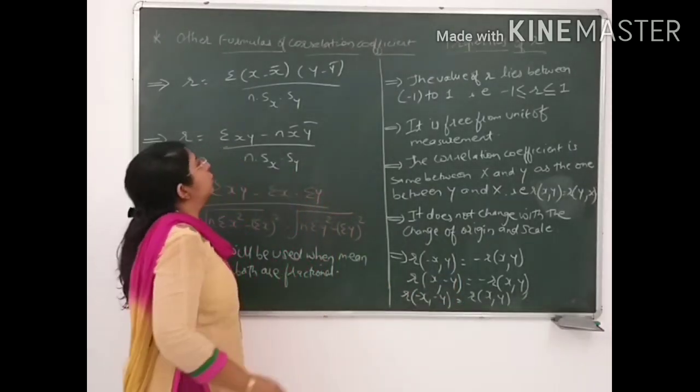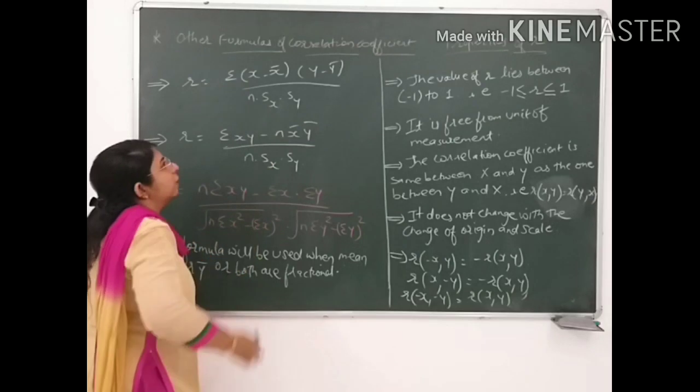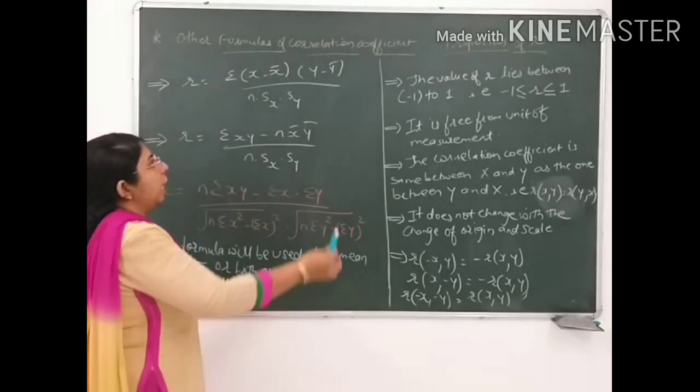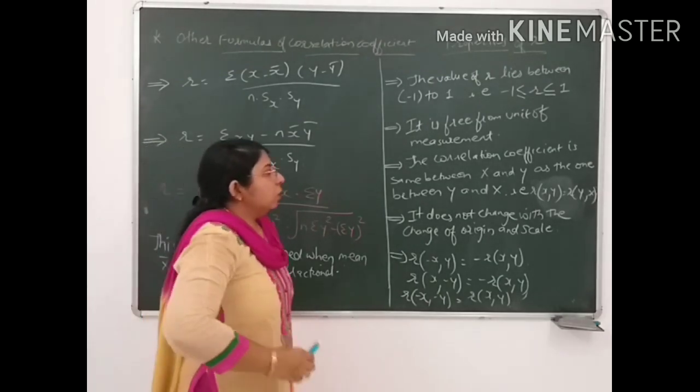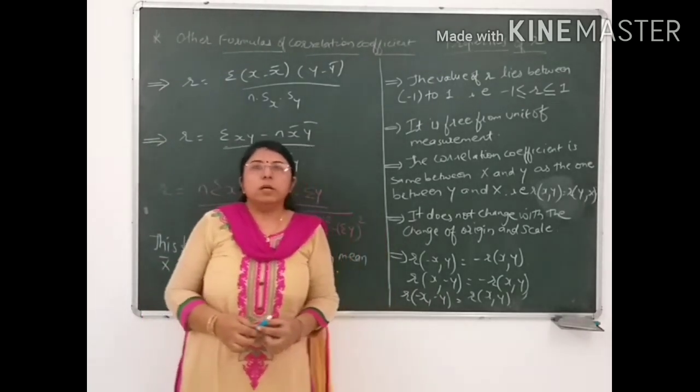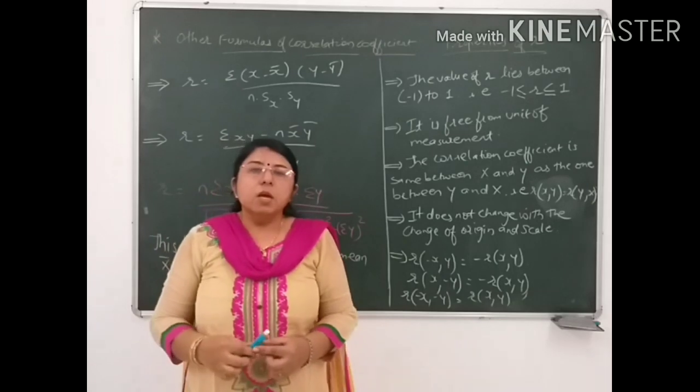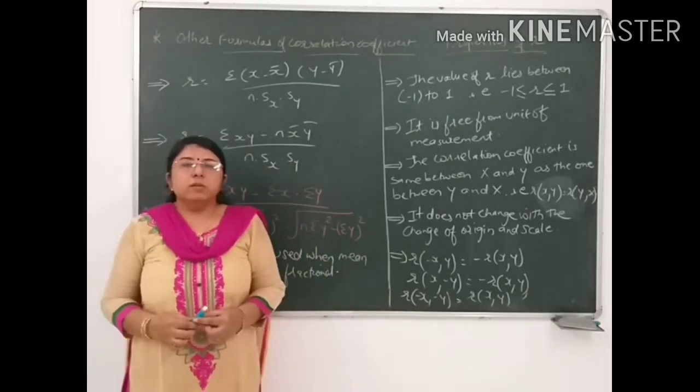So up till now we have understood the formulas of correlation coefficient and properties of correlation coefficient. Now in the next video lecture we are going to understand the practical sums related to Pearson's method.